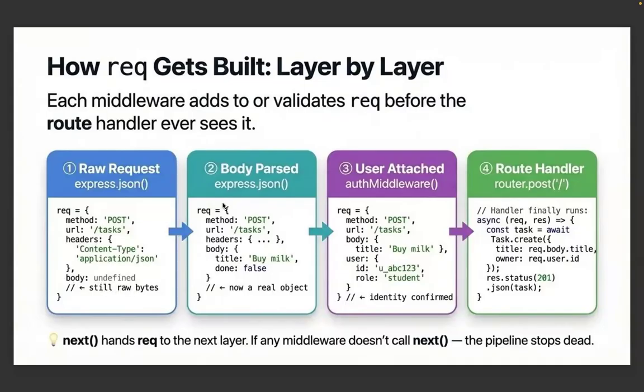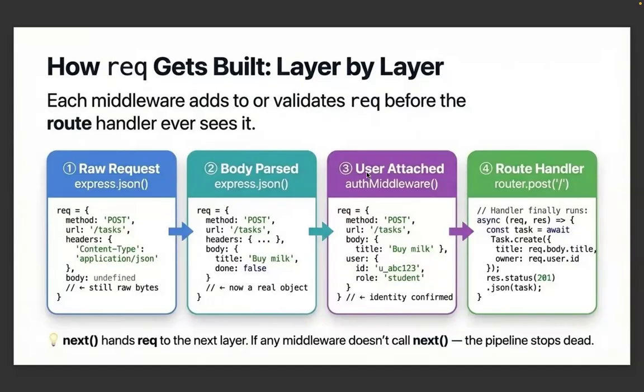Then the second stage, stage 2, body parsed. The request passes through our first middleware, express.json. This function parses those raw bytes into a readable JavaScript object. Now you can see the req.body magically contains the title: buy milk and a boolean value false for done. All right, you can see this.